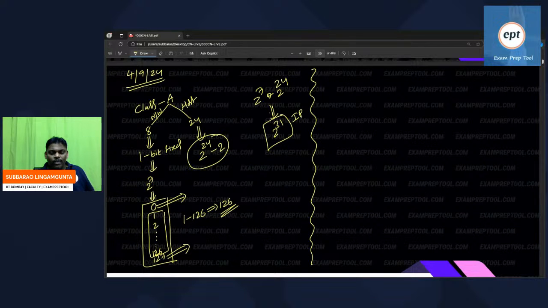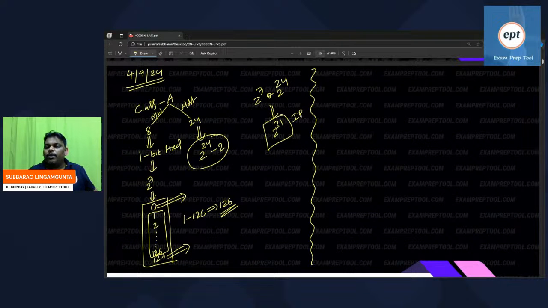The new point in today's class: in class A, network 0 and network 127 you cannot give for a host purpose. In other classes, there is no minus 2 for the network part. Host part everywhere minus 2. Only for class A, 0 and 127 will be removed. The remaining will be for the user's purpose.